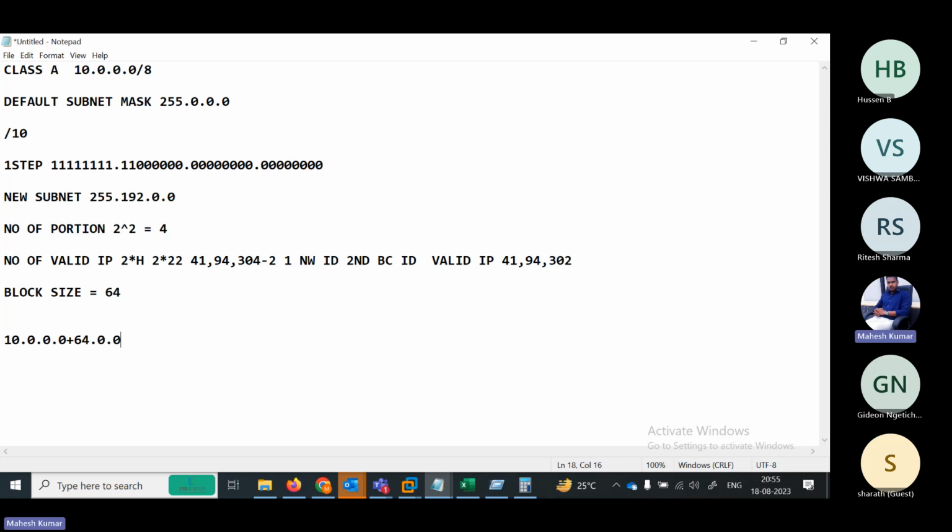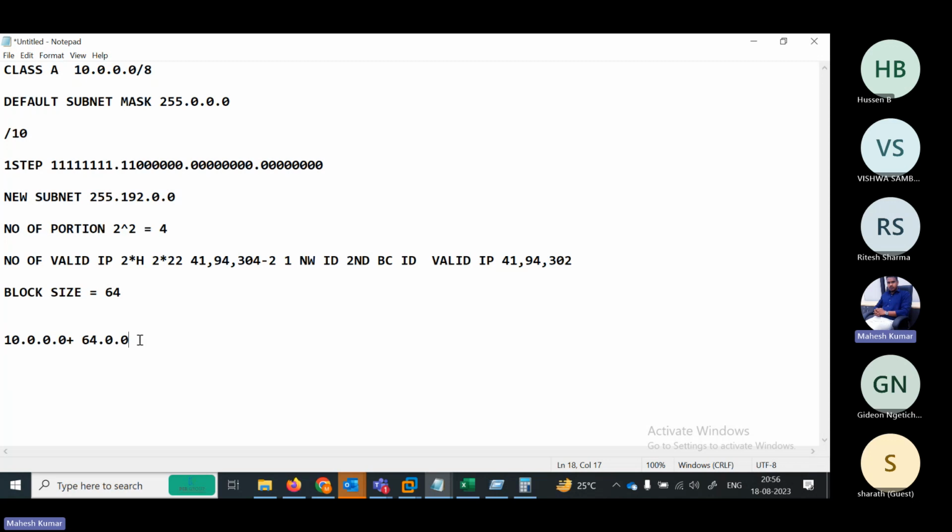In the third octet, this is our base IP. 10.0.0.0 is our base IP, right? In which octet did we borrow? The second octet. If I write only 64 without .0.0, what would you consider? We borrowed 2 bits in the second octet, and in the third and fourth octets we didn't borrow anything, correct?